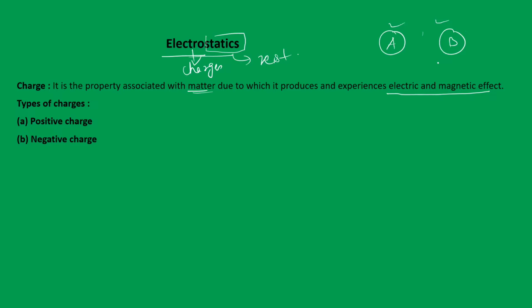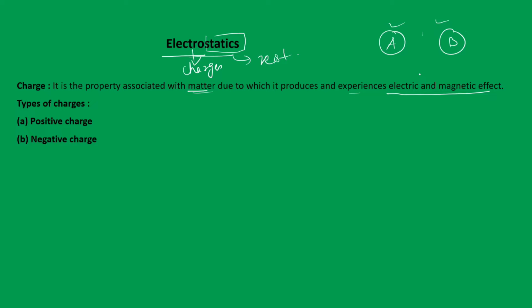So charge is the property associated with matter due to which it will experience or produce electric and magnetic effect. How and what it is experiencing, we will see later on. Right now I have just given you the definition of charge. It is the property associated with matter by virtue of which it will experience and produce electric and magnetic effect. Charge is actually an intrinsic property. It is a very basic property of matter.